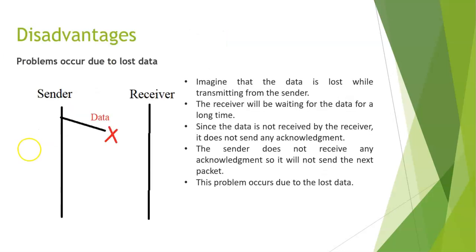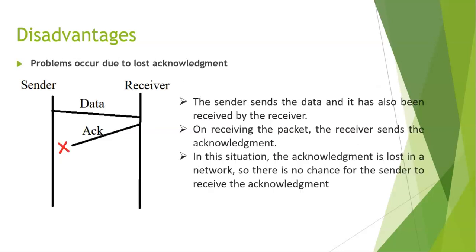Now we will see what are the disadvantages present in Stop and Wait Protocol. Think that the data which has been sent from the sender has been lost midway. So the receiver will be waiting for the data for a long time. Since the data is not received by the receiver, it is not able to send the acknowledgement. The sender also will not receive the acknowledgement, and it does not have permission to send the next data. This problem will occur when the data is lost midway. This is disadvantage number 1.